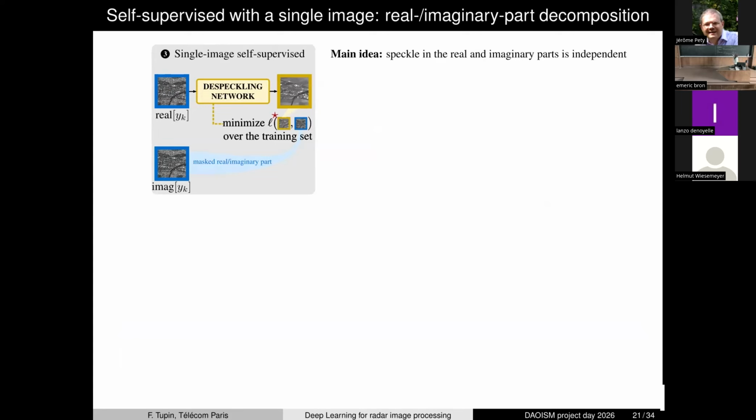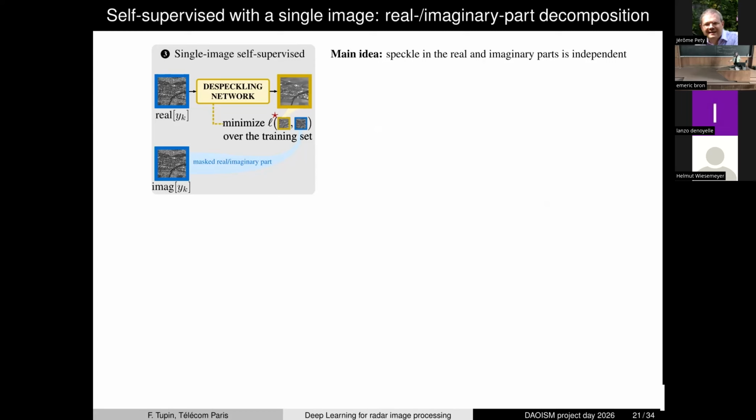And you can show, that was my slides at the beginning with the Goodman model, that the speckle in the real and imaginary part, in fact, they are independent. Okay, so what does it mean? It means that I can just split my image. I put the real part as input to the network, and then I train the network to predict something. And then I evaluate the negative log likelihood of the imaginary part given this prediction. Okay, and I can update the weights of the network.